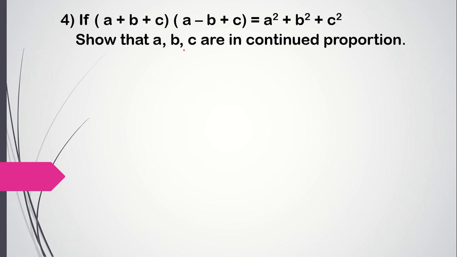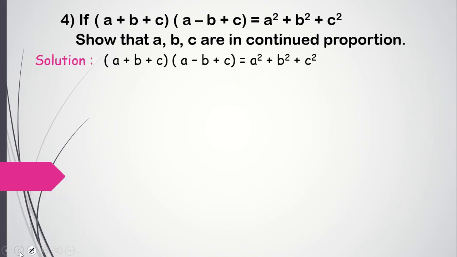Now, as I told you earlier, whenever they ask you to show continued proportion or mean proportional or geometric proportion, in all the cases in the end you should be getting B square is equal to AC. So if we can show B square is equal to AC, it means the three numbers A, B, C are in continued proportion. So we will always start with what is given to us.